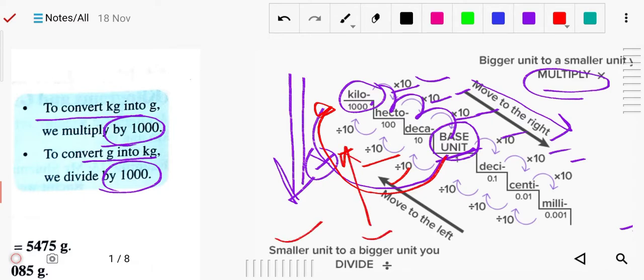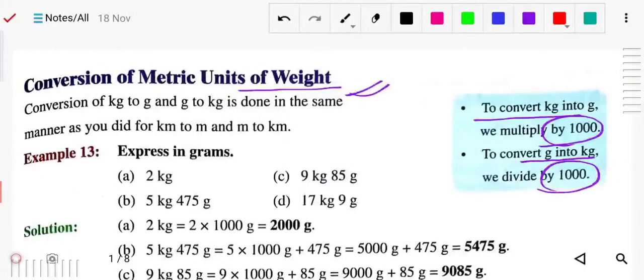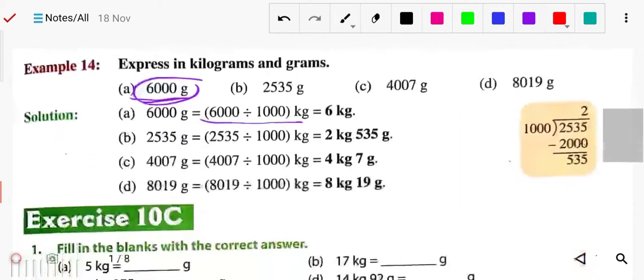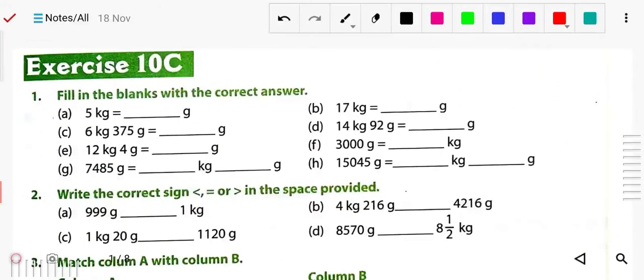The same pattern we have to follow as we followed in exercises 10A and B, only the units are changed. The rest is the same. So let's see exercise 10C. Fill in the blanks with the correct answer. Here is 5 kg and blank gram. So this 5 kg you have to convert into gram.